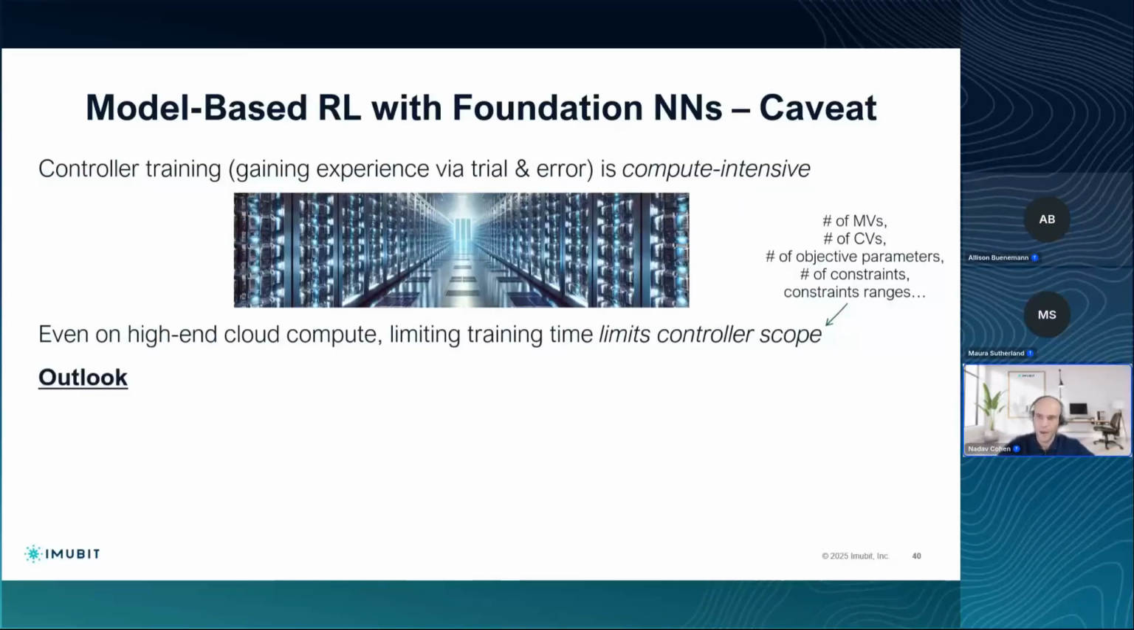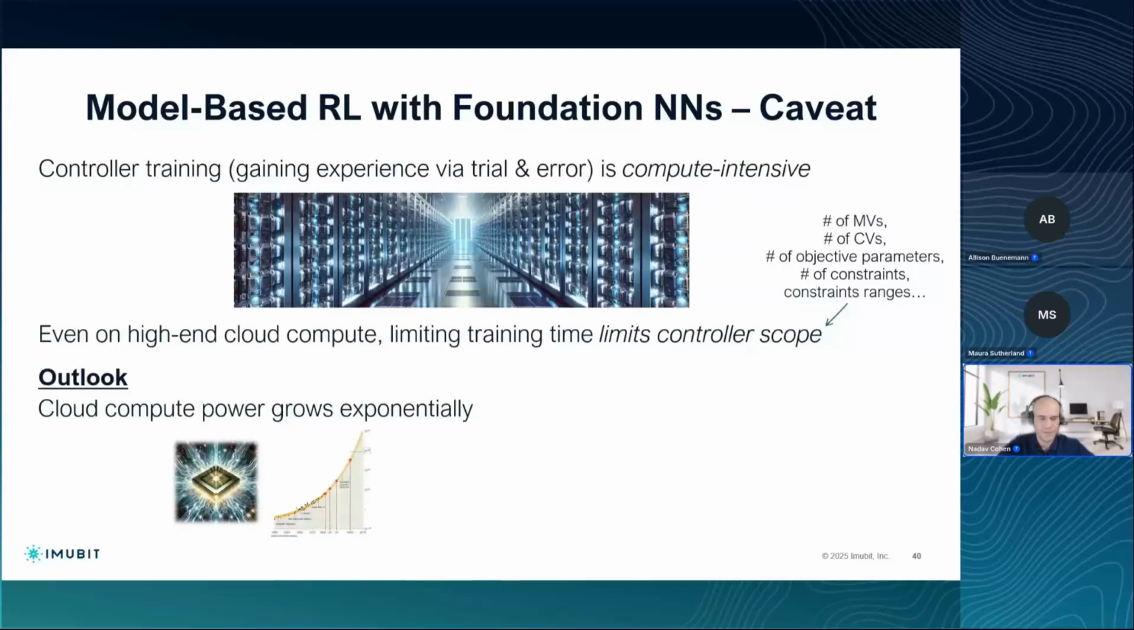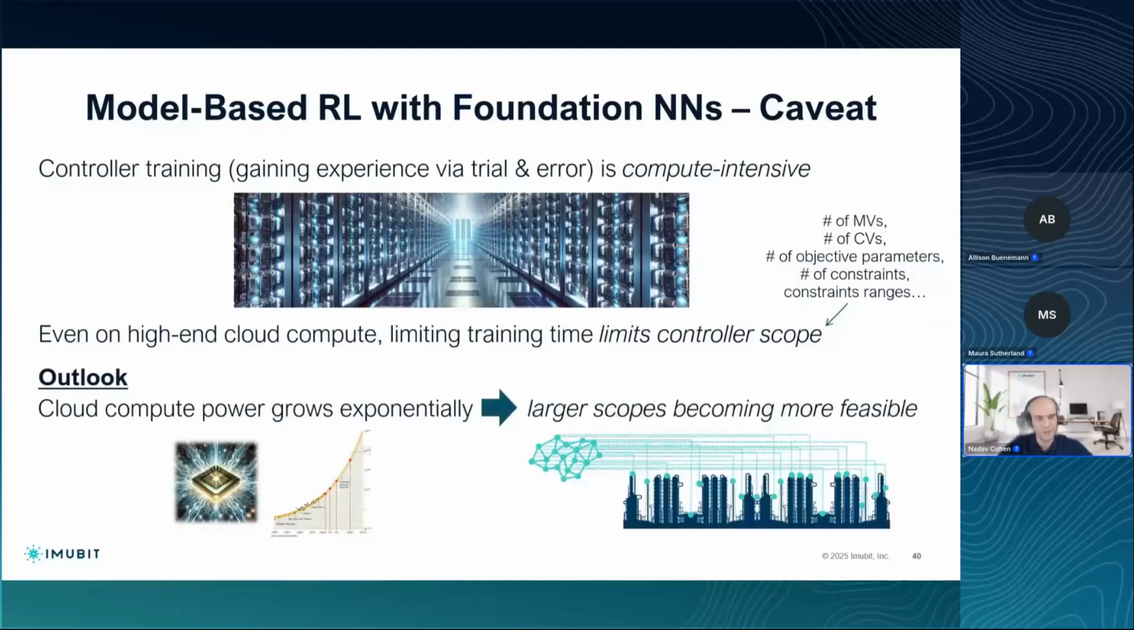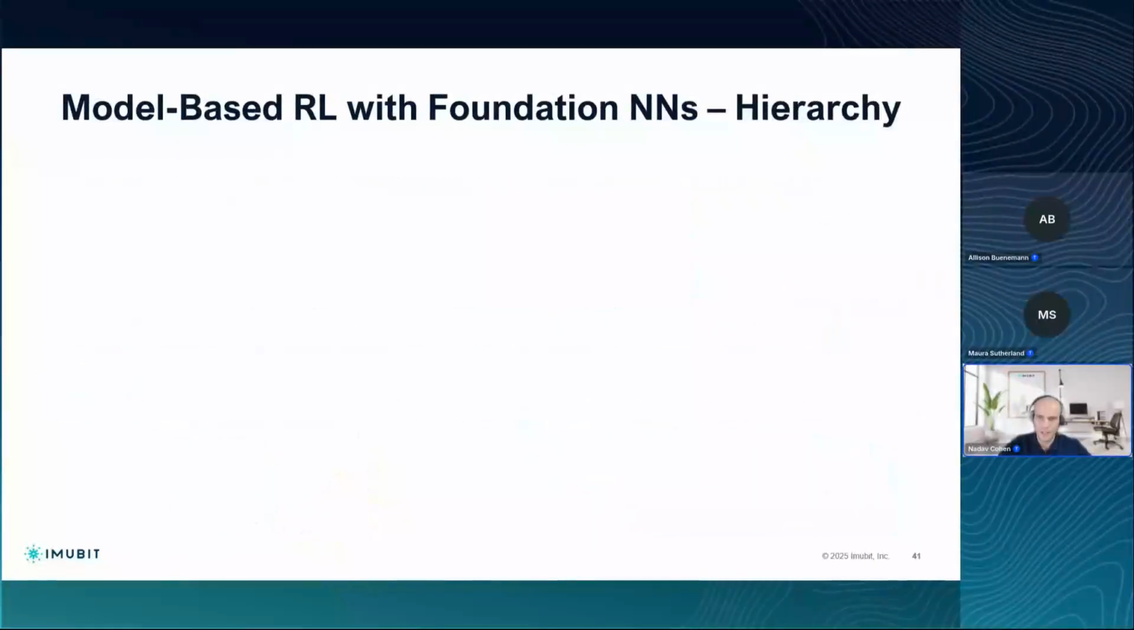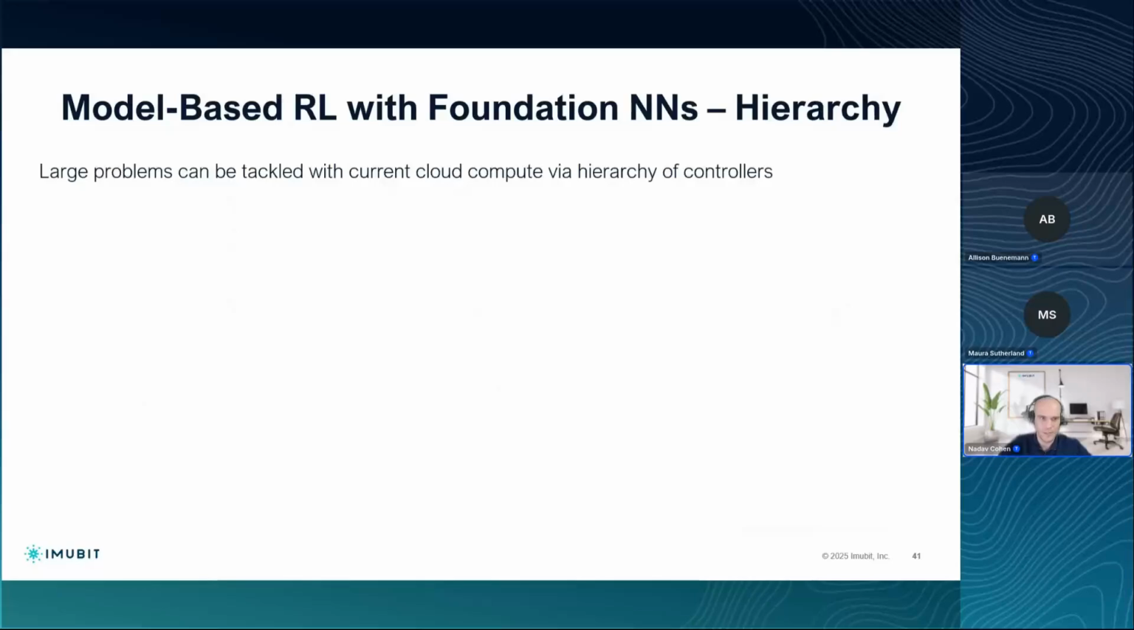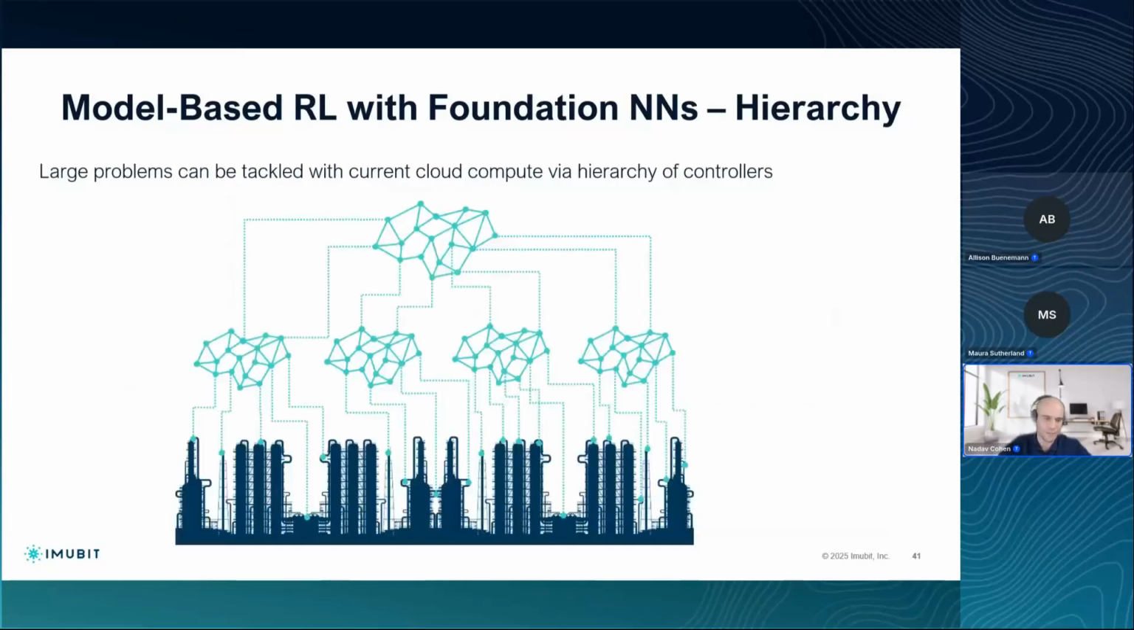However, the cloud compute is something that constantly grows. That means that without doing anything, just by virtue of the cloud compute, larger problems become more and more feasible. And the problems that are being solved today with this approach are far larger than ones that were feasible a few years ago. Additionally, it is possible to solve large problems today by breaking them down into a hierarchy of controllers, and that way you develop controllers for portions of the plant, and there's a supervisory layer on top that orchestrates them. This is something that Immubit has a patent pending for.